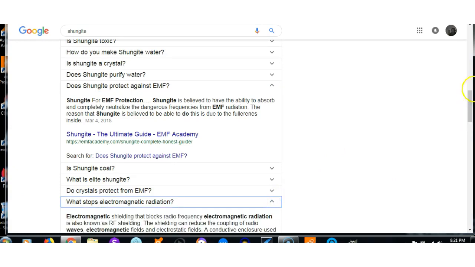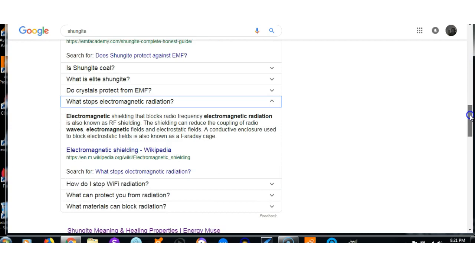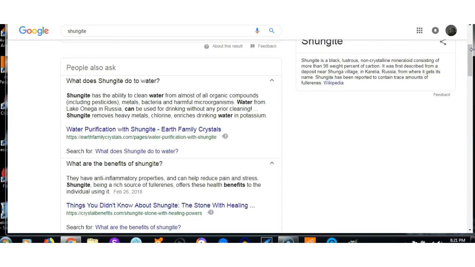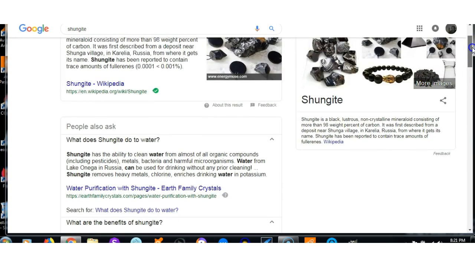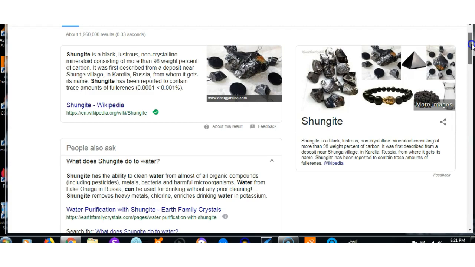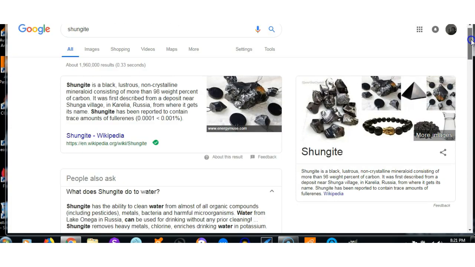Let's have a look at this. So yeah, it absorbs the bad frequencies and breaks them up, so it sort of disperses them and they become harmless. This is your best protection against EMF fields. If you can't sleep, if you're very sensitive to EMF fields, I bought 500 grams of it, stuck it in a bottle, and I have it with me near my computer.